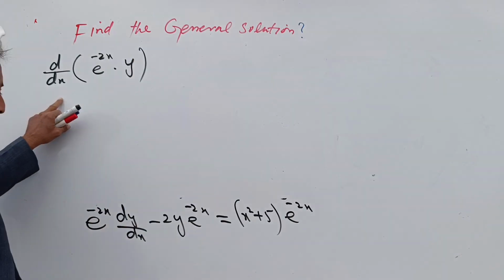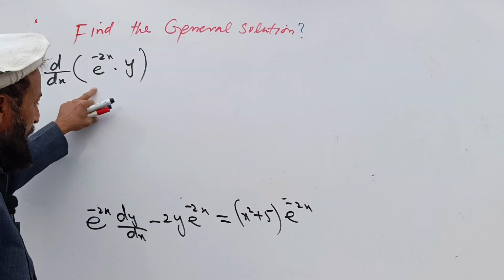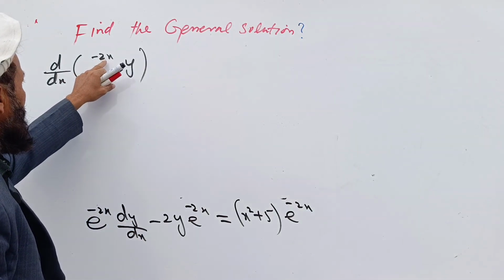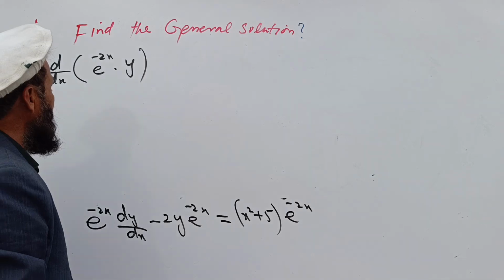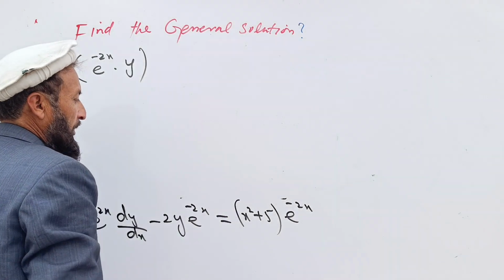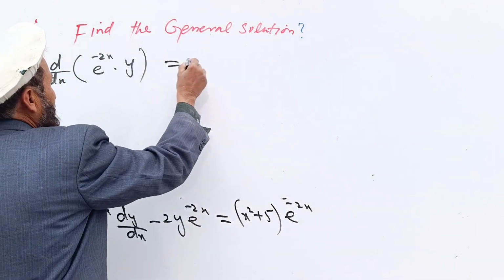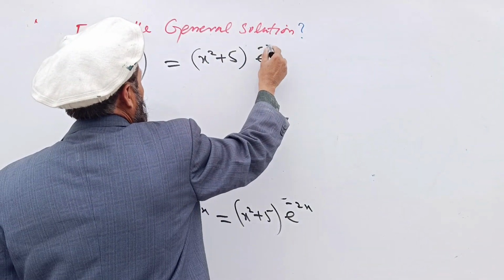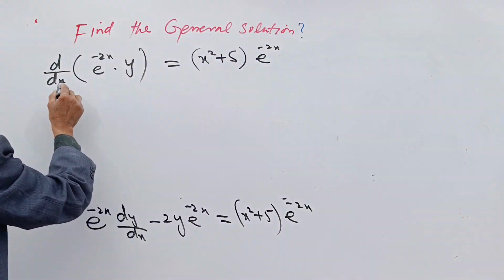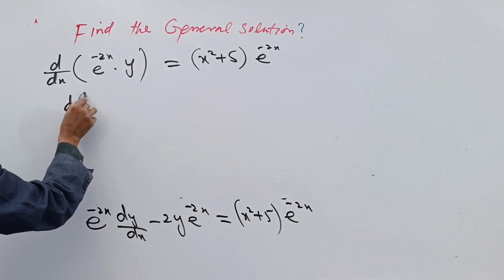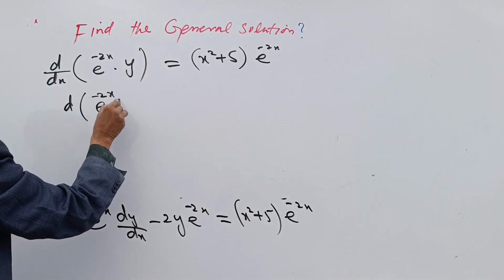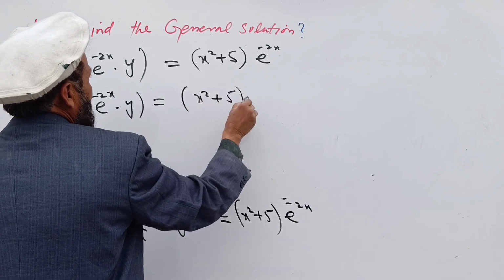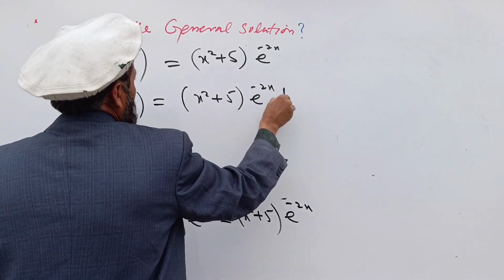If we expand according to the product formula, we get the same answer, because if we take the derivative of minus 2x we get minus 2y, so the result will be the same. So we get x square plus 5 into e exponent of minus 2x. Now multiplying by dx, we get d of e exponent of minus 2x into y is equal to x square plus 5 e exponent of minus 2x into dx.